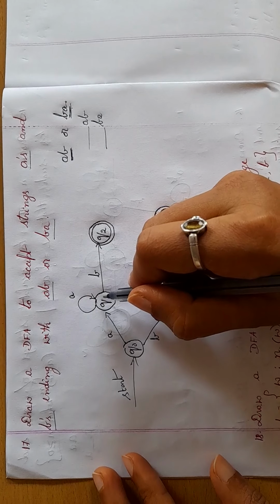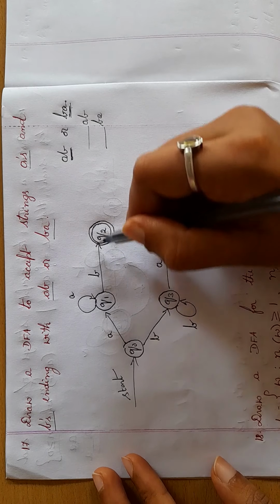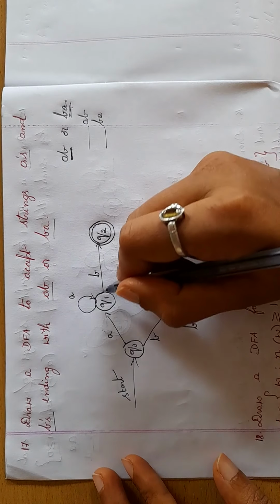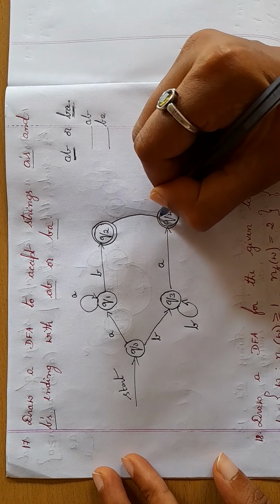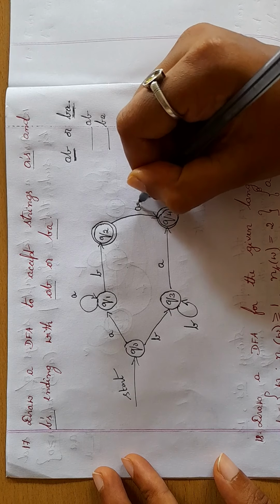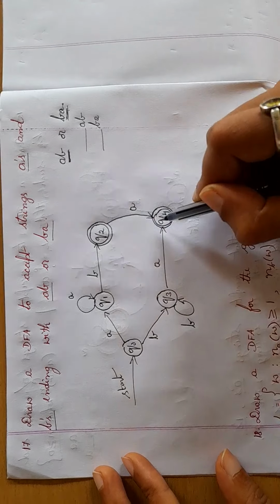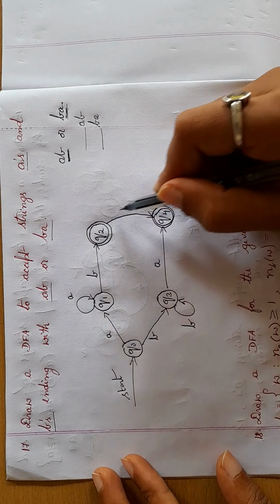So this is B, right? From B, I should take out A. So this combination I'll take: B and then A. It will come like this. It will read B and then A, so it means that it ends with BA.